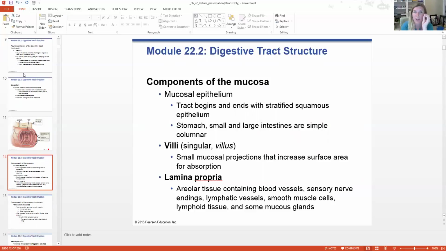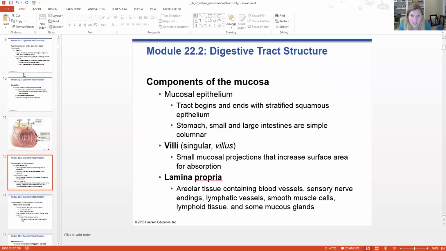So it starts and ends with stratified squamous. The oral cavity, the pharynx, the rectum all have stratified squamous. That's for friction, right? Stomach, small, and large intestine all have simple columnar, one cell layer thick of columnar.